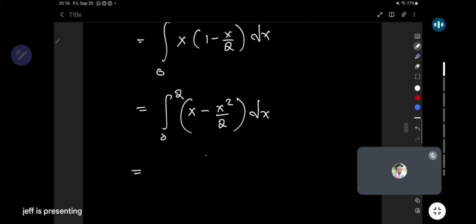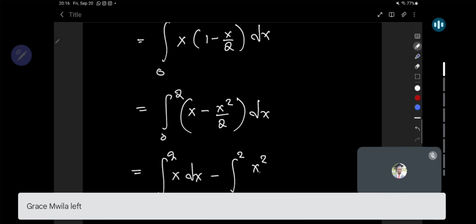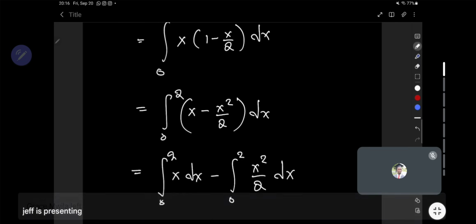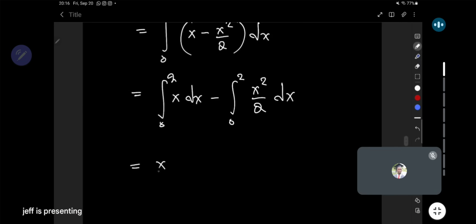So again, this is basic integration. We can distribute the integral so that we look at it as the integral from 0 to 2 of x dx minus the integral from 0 to 2 of x squared over 2 dx. So the first one will be x squared over 2, changing from 0 to 2.